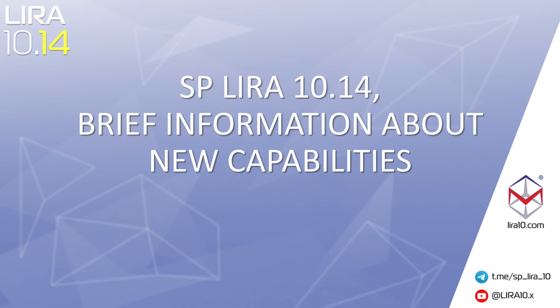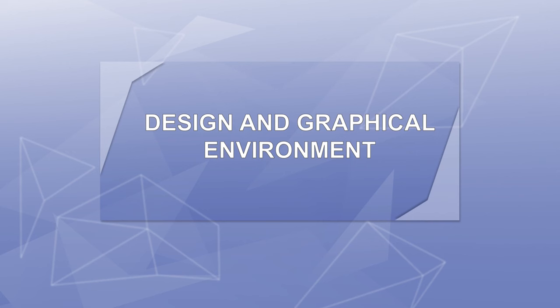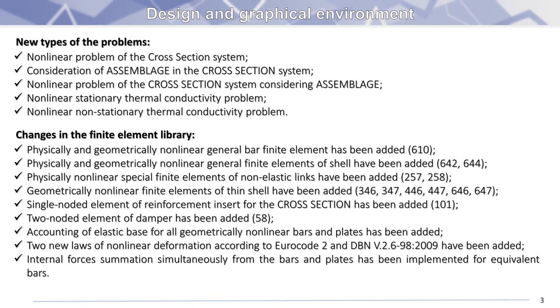We are pleased to acquaint you with a brief report about new capabilities implemented in the new version of the software package LIRA 10.14. Design and graphical environment. By developing the calculation capabilities of SP LIRA, 5 new types of problems are added. These are: nonlinear problem of the cross-section system, consideration of assemblage in the cross-section system, nonlinear problem of the cross-section system considering assemblage, nonlinear stationary thermal conductivity problem, nonlinear non-stationary thermal conductivity problem.